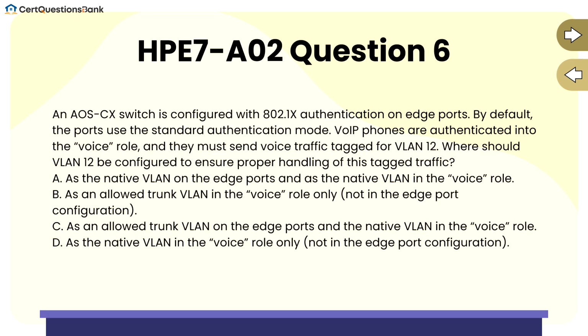A, as the native VLAN on the edge ports and as the native VLAN in the voice role. B, as an allowed trunk VLAN in the voice role only, not in the edge port configuration. C, as an allowed trunk VLAN on the edge ports and the native VLAN in the voice role. D, as the native VLAN in the voice role only, not in the edge port configuration.